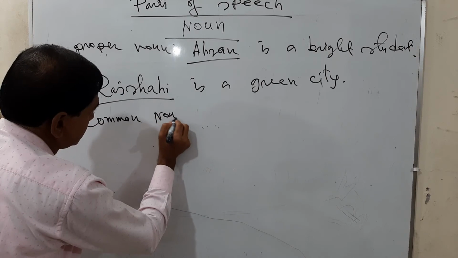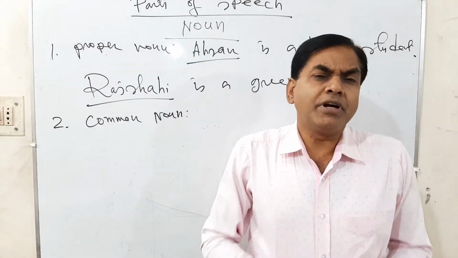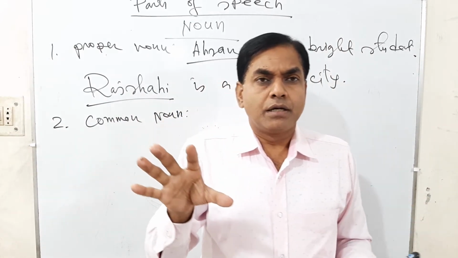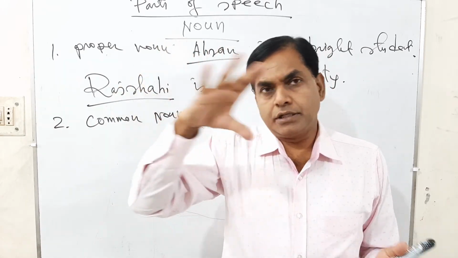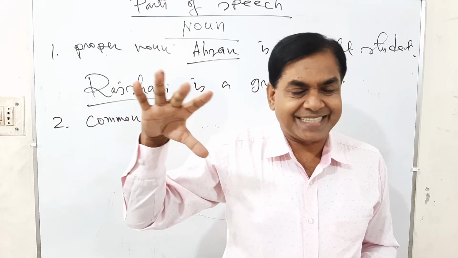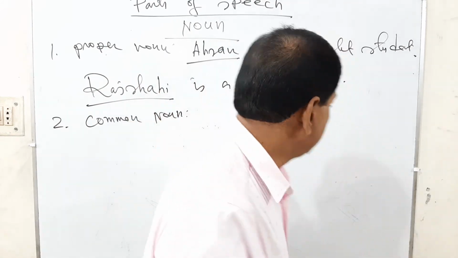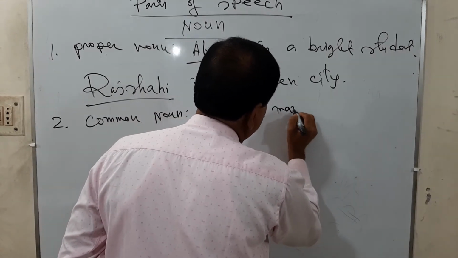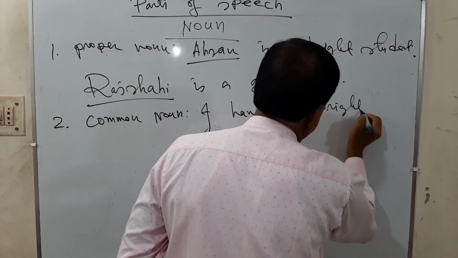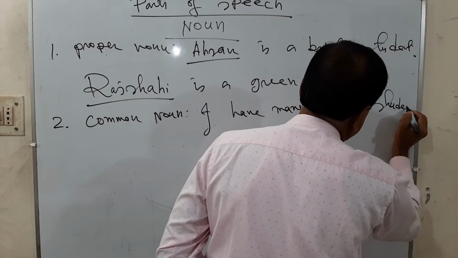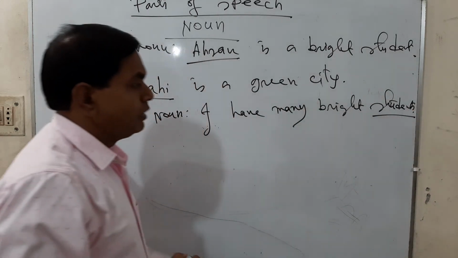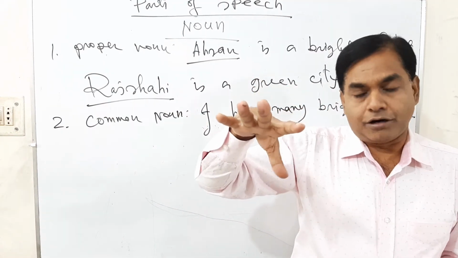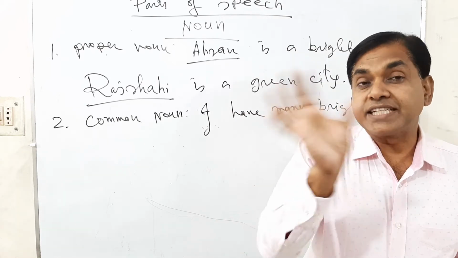So the next one is common noun. It is easy and simple. What is common? That which is found in everyone or in everything, in a group or in such kind of people or among classes. So it is called common noun. If we say, I have many bright students, it is not a single student. It indicates all the students of my known figure. Am I right? So that is common.